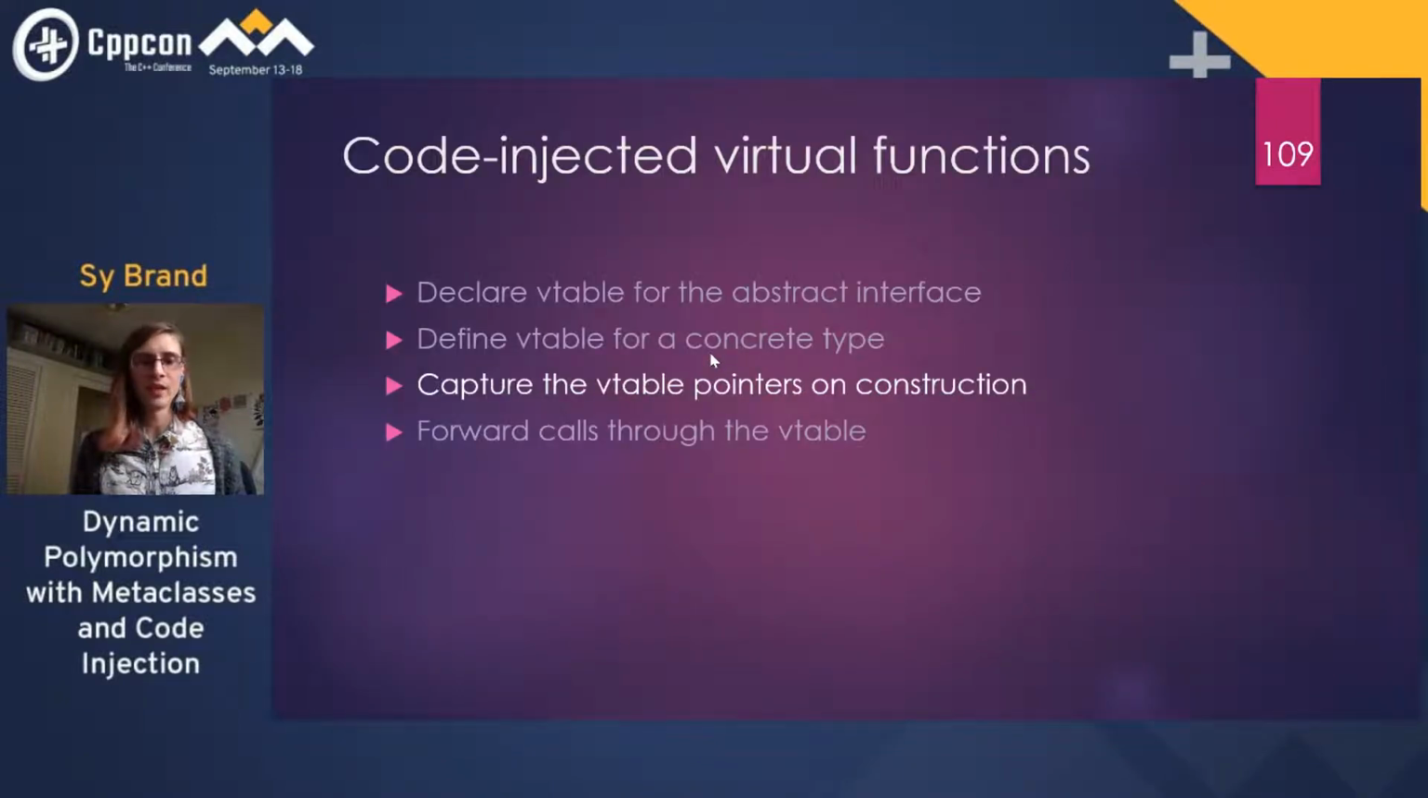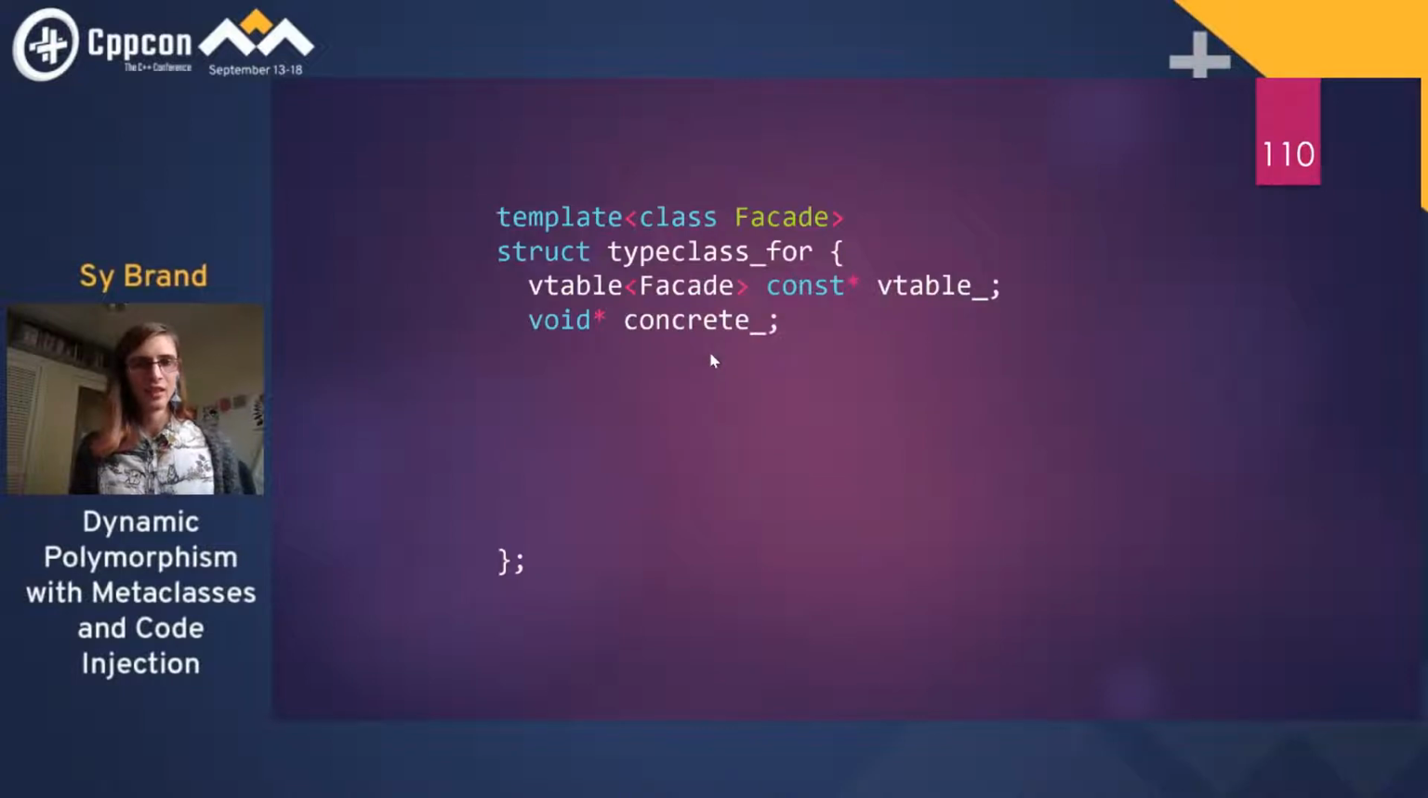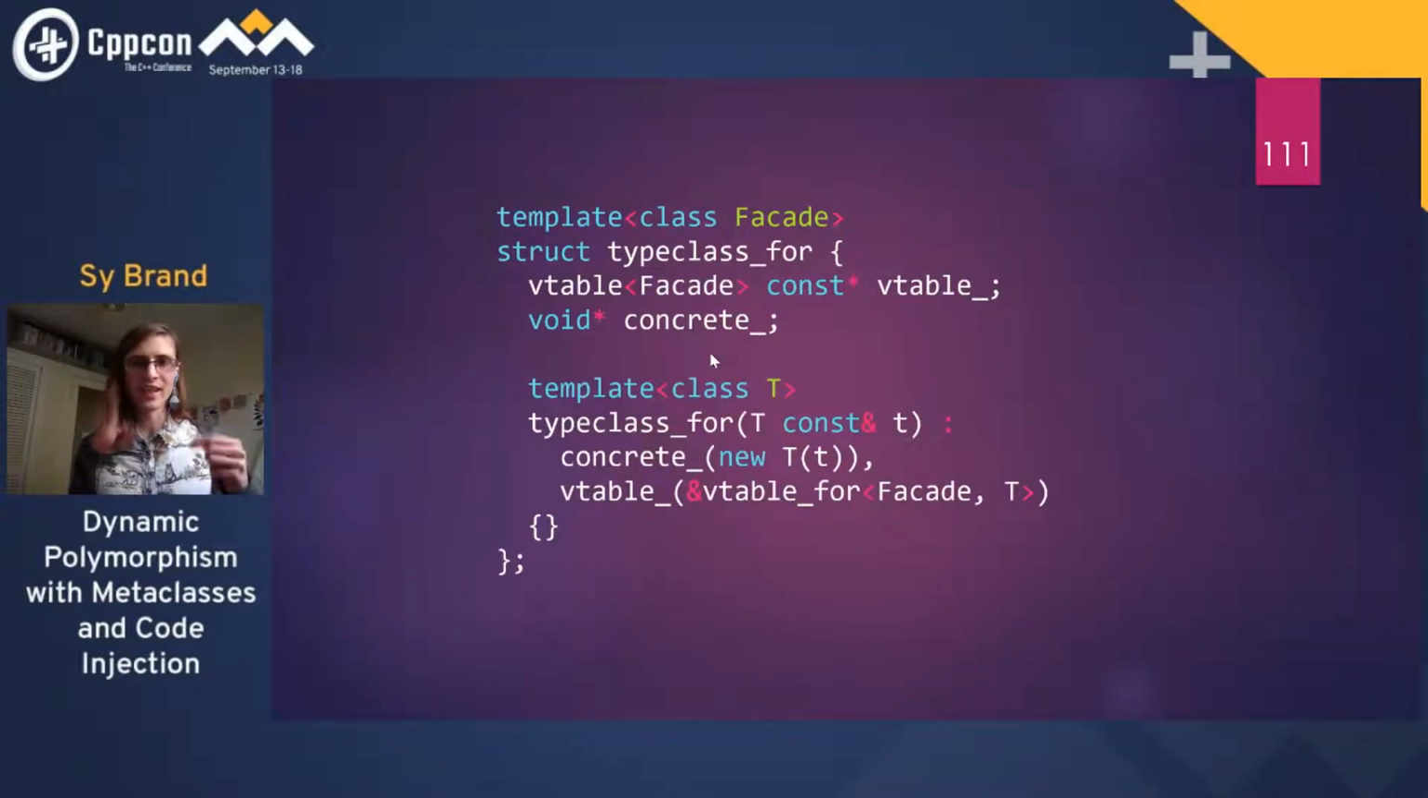All right, capturing the vtable pointers. This is essentially the same as before. We have to dynamically allocate a copy and we capture the vtable. The only difference is that we pass our facade as a template parameter to our vtable, so we know what we're generating for.